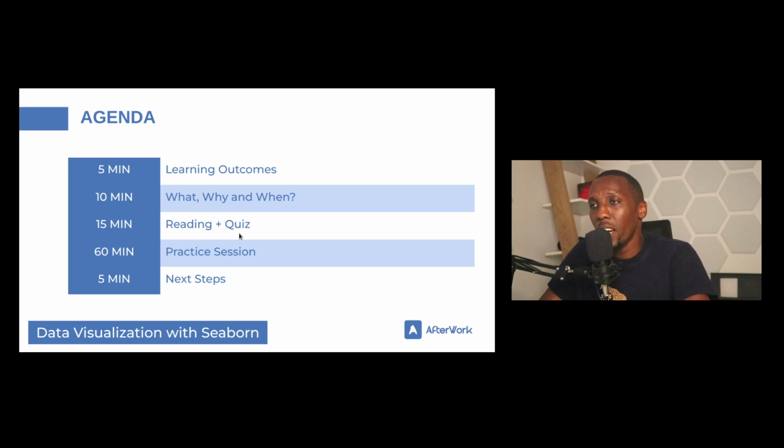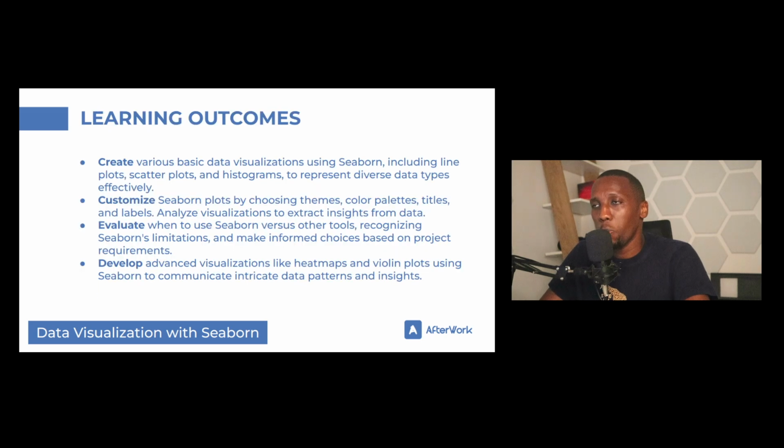So let's get started. By the end of today, you're expected to have achieved these learning outcomes. You should be able to create various basic data visualizations using Seaborn, including scatter plots, line plots, histograms, as well as other statistical data visualizations that would come in handy when it comes to communicating insights about data. You should also be able to customize Seaborn plots by choosing themes, color palettes, titles, and labels, as well as analyze those visualizations to extract insights.